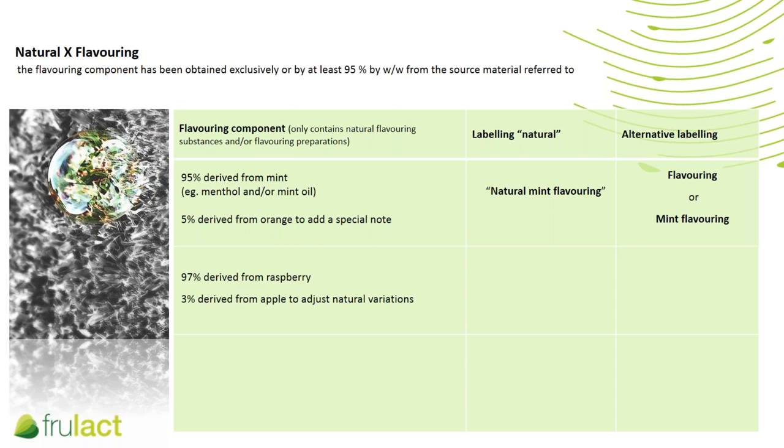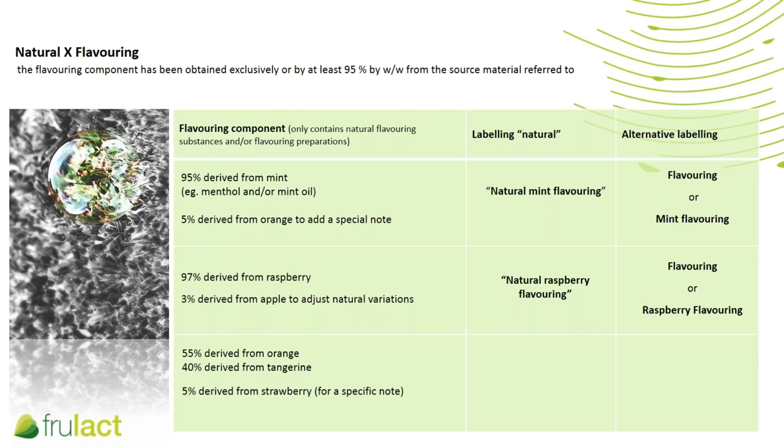Another example, 97% from raspberry and 3% from apple to adjust natural variations. Again, we have more than 95% from raspberry. The overall profile is raspberry. The label will be natural raspberry flavoring.